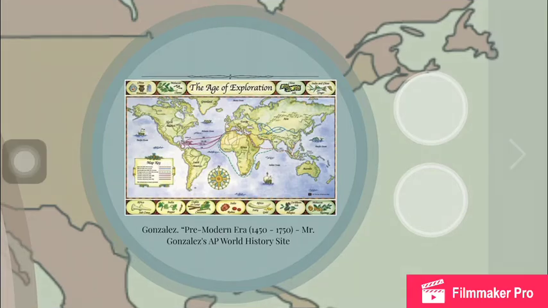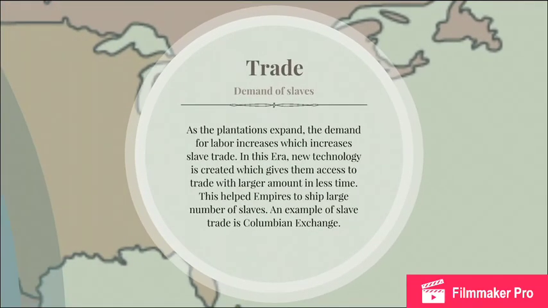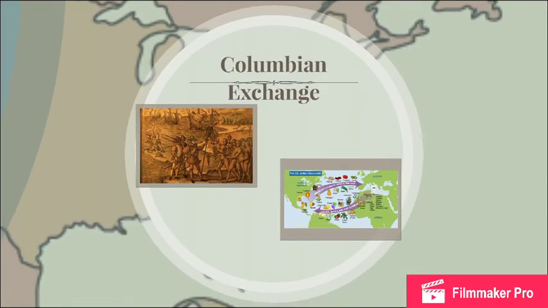Now we'll be talking about the trade demand of slaves. As the plantations expanded, the demand for labor increased, which increased the slave trade. In this era, new technology was created, which gave access to trade in large amounts in less time. This helped empires to ship large numbers of slaves. An example of slave trade is the Columbian Exchange. These are pictures of the Columbian Exchange.